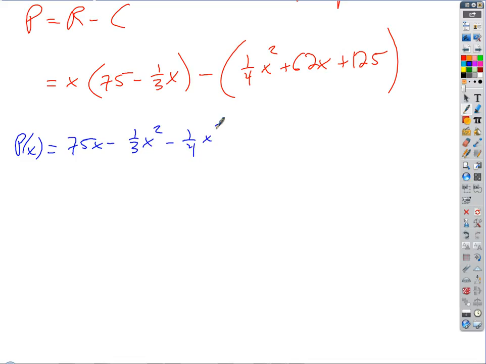So we get the function profit as a function of X: minus 1/3 X squared minus 1/4 X squared minus 62X minus 125. Okay, combining like terms, you might be negative 1/3 X squared plus everything negative 1/4 X squared, negative 7/12 X squared.